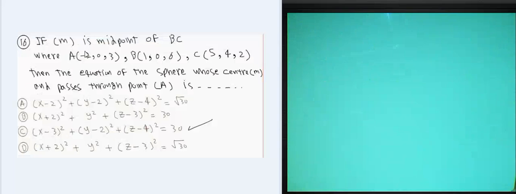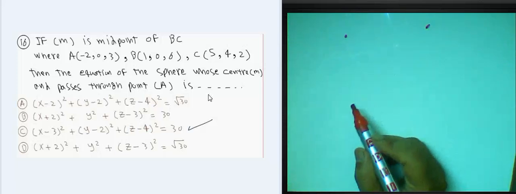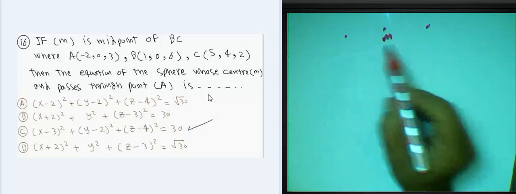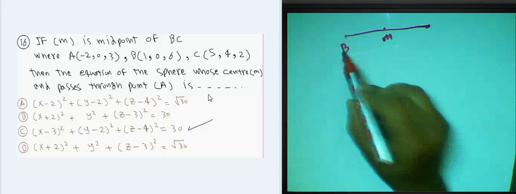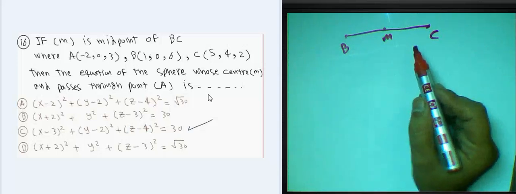Question 16. If M is the midpoint of BC, where A, B, and C are the given points, we want to find the equation of the sphere whose center is M and passes through the point A. Okay, we have 3 points here, and the center, the midpoint M, lies between B and C. M is the midpoint, then the equation of the sphere has center M.